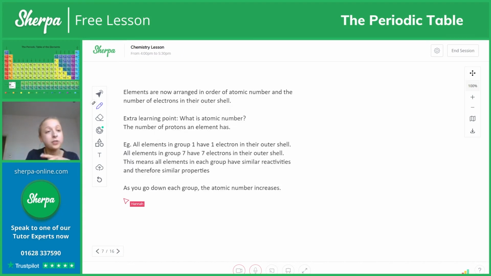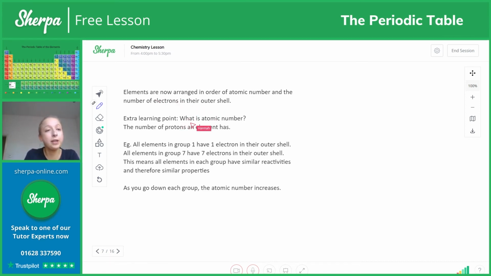And it works to your advantage because you always get a copy of the periodic table at the front page. That's another top tip. So elements are now arranged in order of their atomic number, rather than their atomic weight, and the number of electrons in their outer shell.